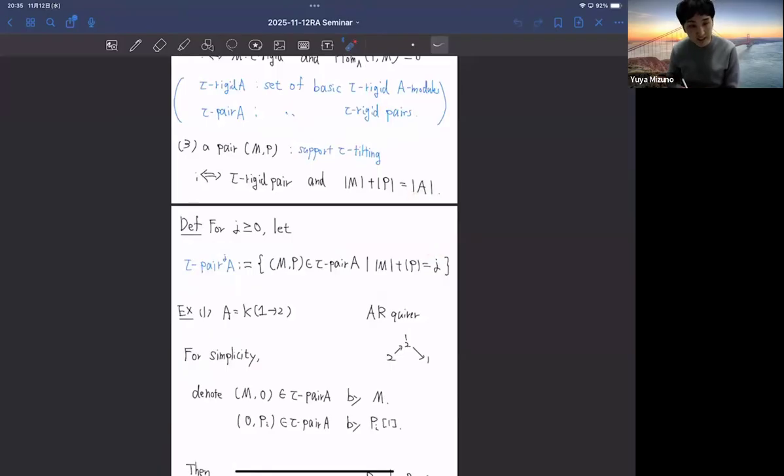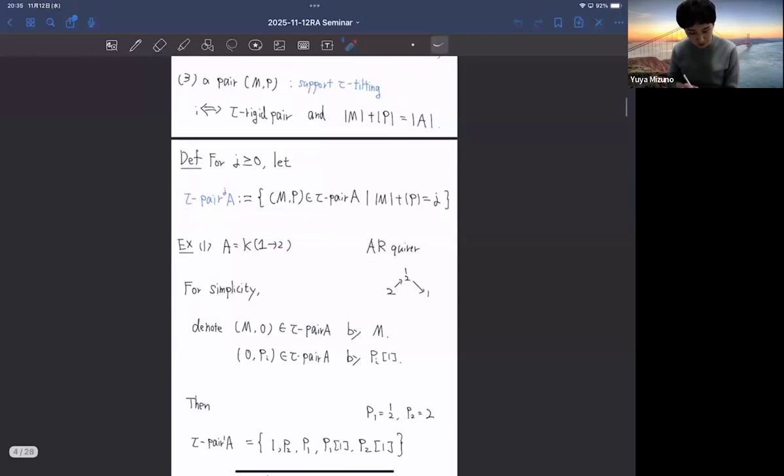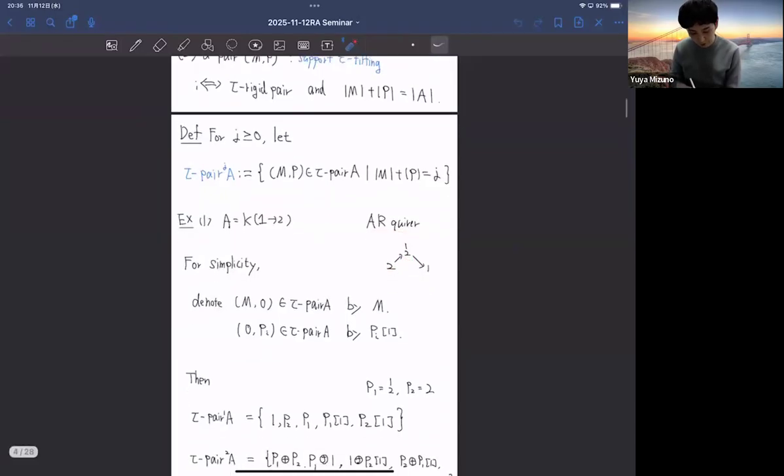So let's check this definition with a simple example. Let A be the following path algebra of type A2. As you know, the algebra has the following shape, and consists of 3 indecomposable modules. And for simplicity, we denote the pair just by the module if the projective part is 0. Similarly, if the module part is 0, we just denote it by the projective, but to distinguish this case, we put a shift 1.